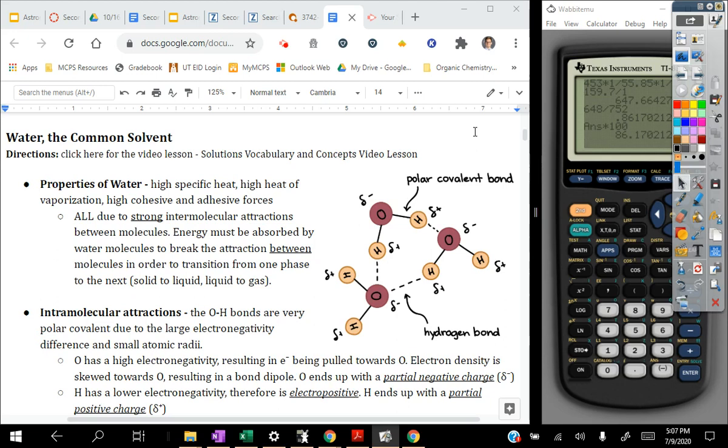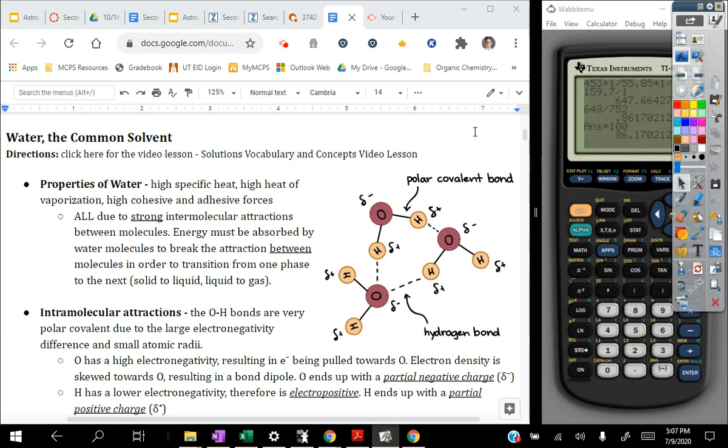So properties of water. Water has a high specific heat, a high heat of vaporization, high cohesive and adhesive forces. So some of those things we need to review. The term specific heat is the amount of energy required to raise 1 gram of a sample 1 degree in temperature. So water, we know, if you've ever tried boiling water, it takes a long time and a lot of energy. Water has a high specific heat because of its intermolecular forces, keeping them together.